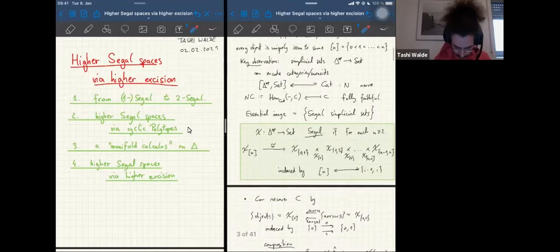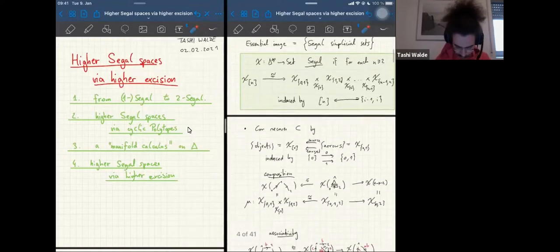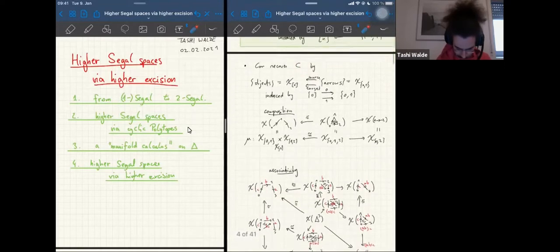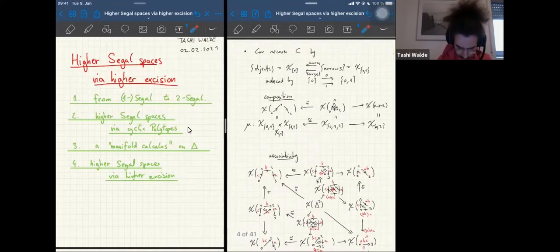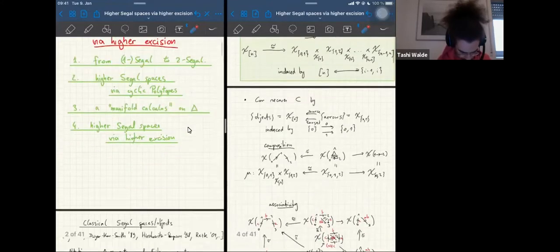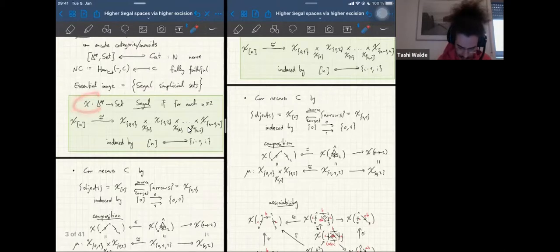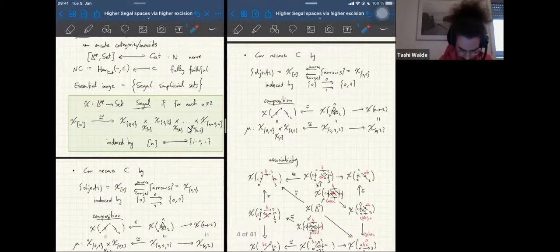So let me just recall how one can recover the category C from its nerve. This is done as follows. Assume we have such an X, then we can recover the associated category C by saying that the objects are the value of X at 0. So this is a set. The arrows are the set of X at this ordinal 0, 1. And then we have the source and target maps, which are induced by the inclusion of 0 into [1].